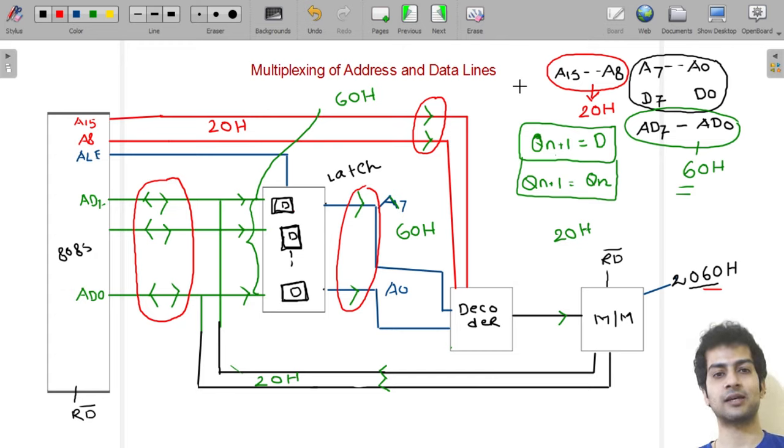So you can see that interesting things are going on inside the microprocessor, and how we are using the lower order address lines and multiplexing them as data lines and address lines. So this all was the working of the microprocessor and how it multiplexes address and data lines.